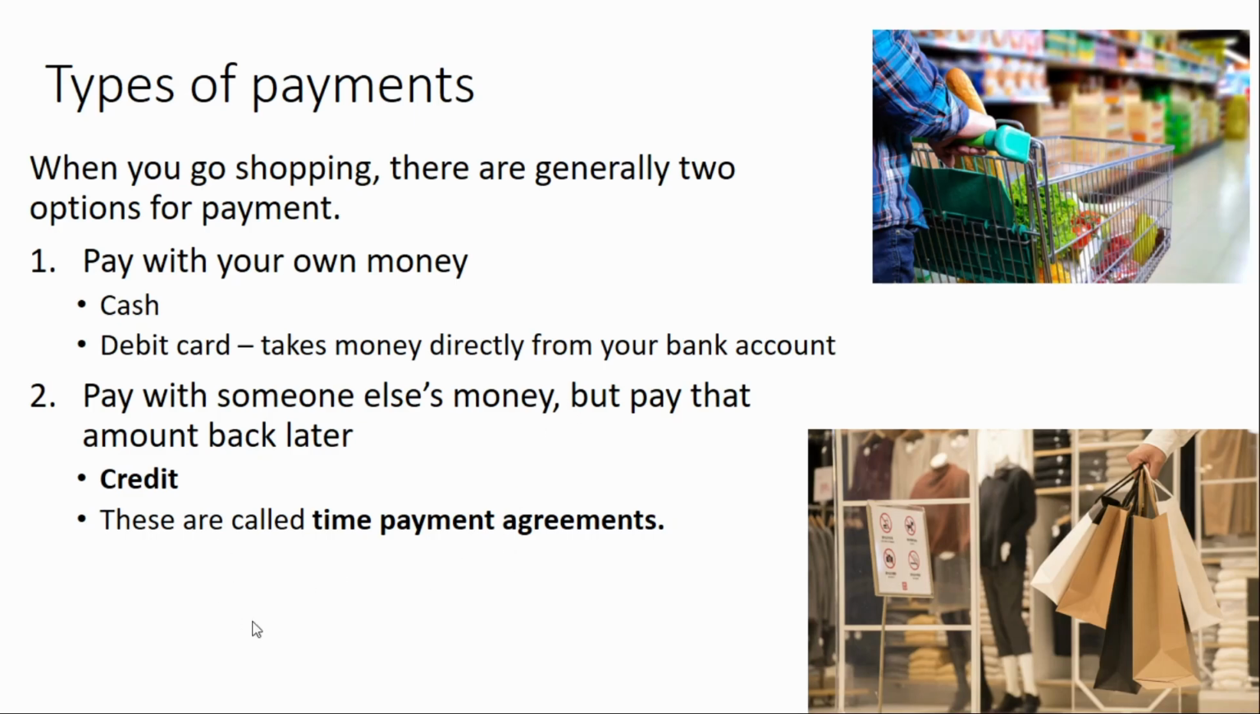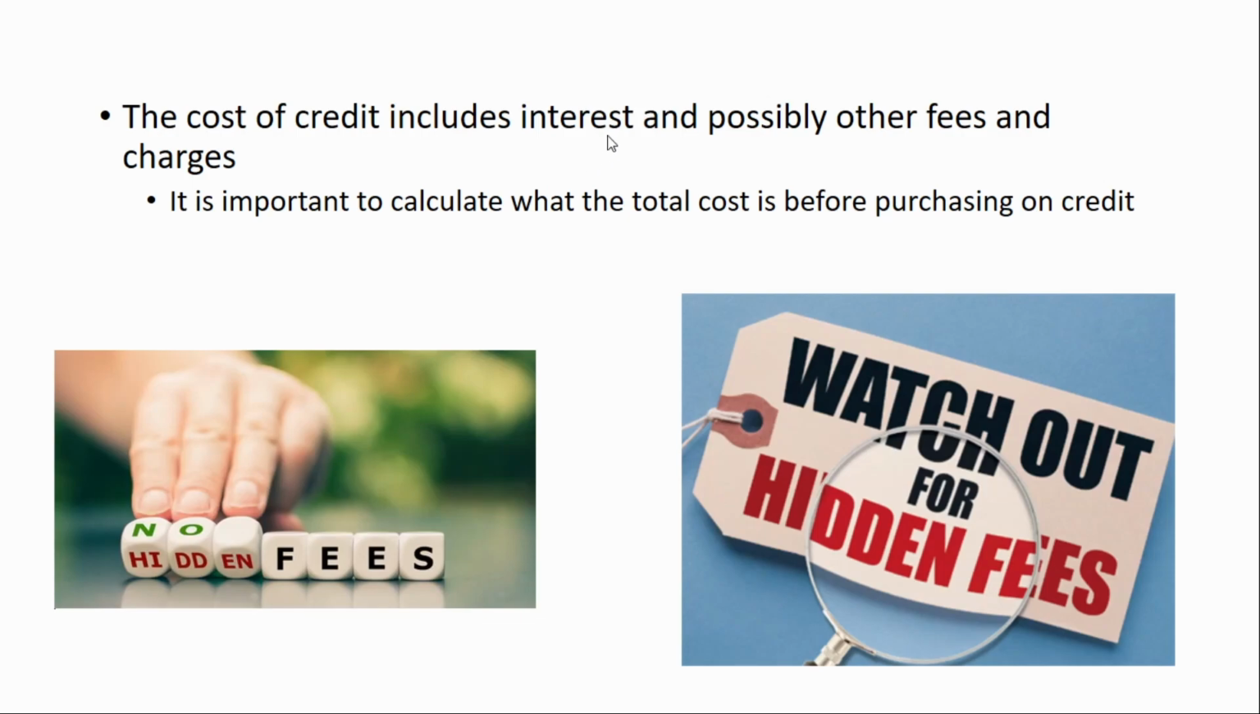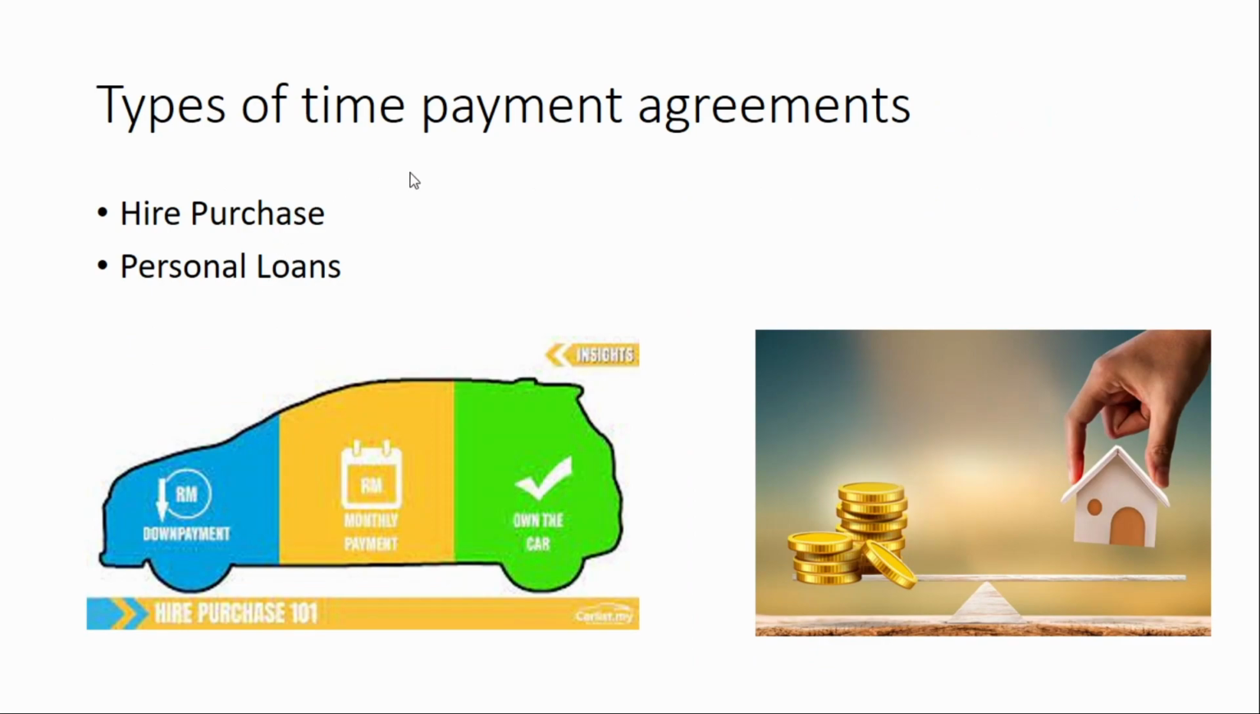The thought of getting something now and paying for it later is often very appealing to different people. But when using different forms of credit, there often includes interest and possibly other fees and charges. So it's really important to be able to calculate what the total cost is before purchasing on credit. And there are also two main types of time payment agreements. The first being hire purchase, the one we're going to focus on in this lesson, and personal loans, which we'll focus on in the future.